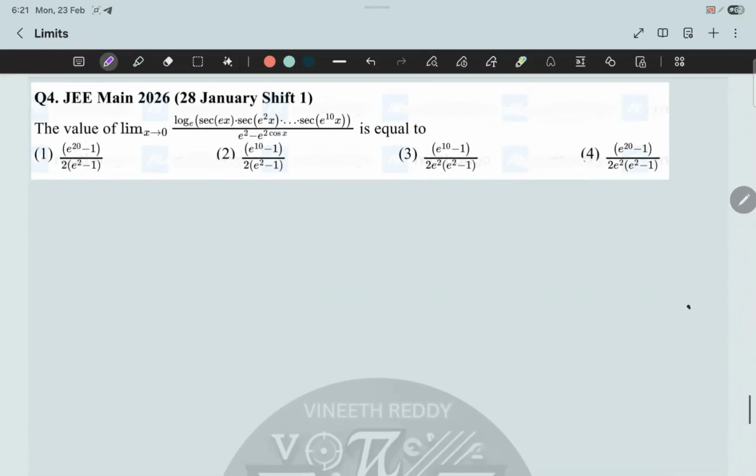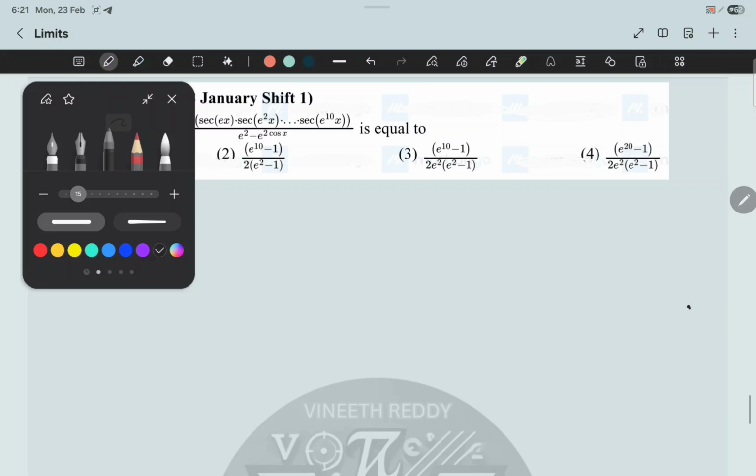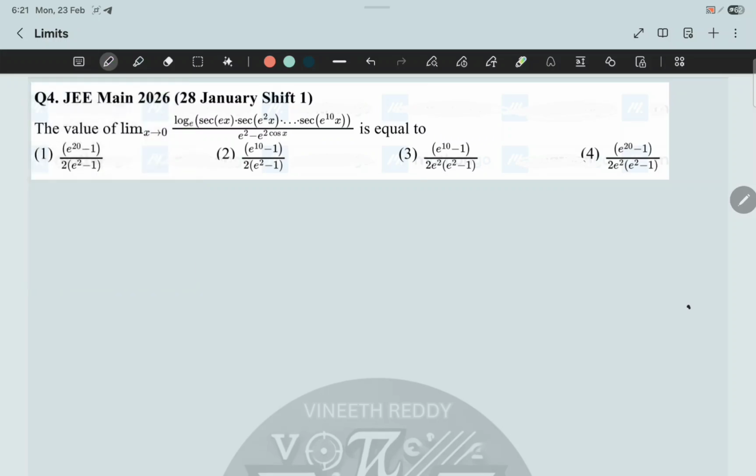Now let us go to the next question. Next question, we have the value of limit x approaches 0, log of secant e^x into secant e^(2x) and so on. Firstly, quickly check whether this is an indeterminate form or not. Students, whenever you have questions in limits, the first check should be which indeterminate form it is, whether it is an indeterminate form or not. So as x approaches 0, this bracket approaches 0, e^x approaches 0, and secant 0 will approach 1. So we get 1 into 1 and so on.